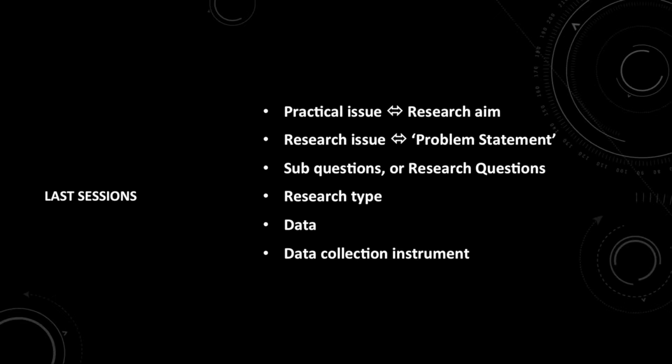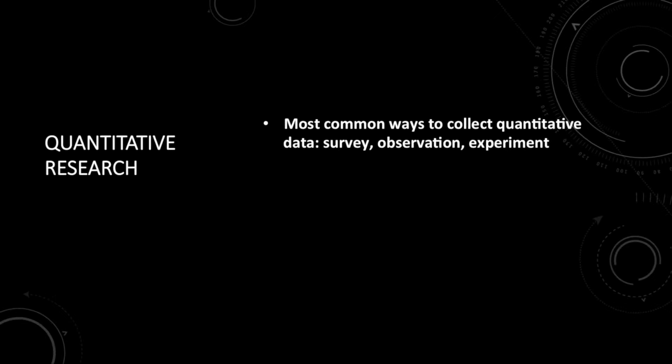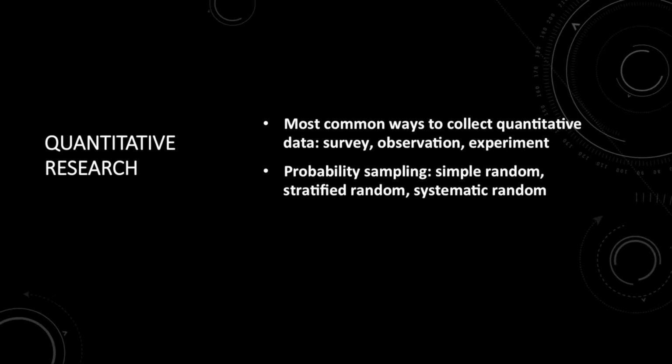You should have determined what type of research your study is on the basis of your problem statement and research questions. And you should have made a logical decision as to what type of data and which data collection instrument is needed for your proposed research study. Today, we are going to talk about data collection instruments and sampling procedures for quantitative research. Specifically, we will talk about 3 quantitative data collection instruments: survey, observation, and experiment. And we will look at 3 probability sampling procedures: simple random, stratified random, and systematic random sampling methods.